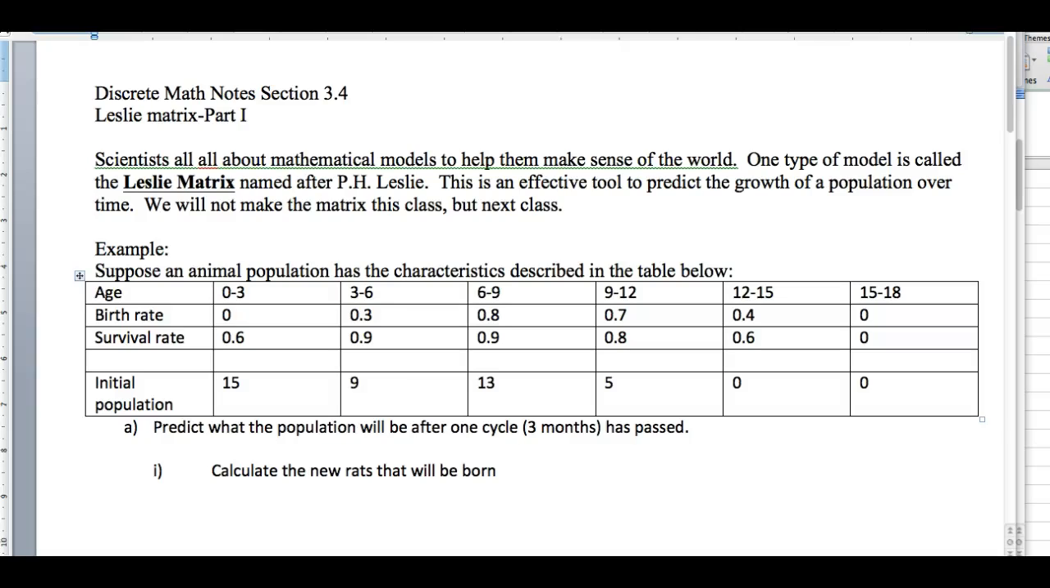Hi, this is section 3.4, Discrete Math. We want to look at the Leslie matrix, and this will be part one. Right now what we're doing is setting up the concept of the Leslie matrix, so it's going to be kind of cumbersome right away. Then in the next section, 3.5, we'll show you how to use matrices to make this a lot easier.